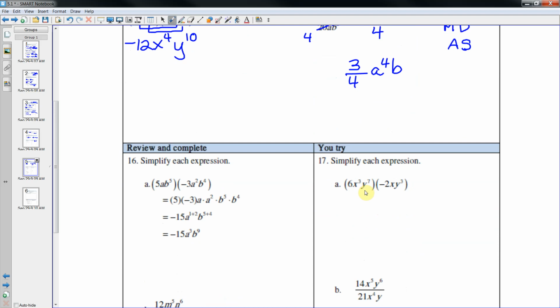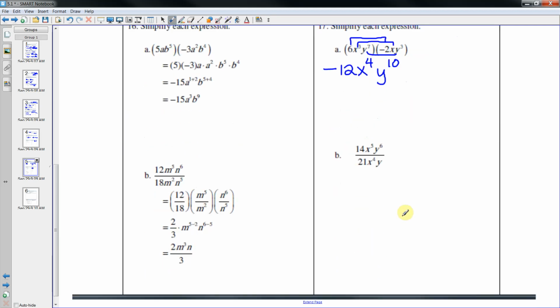Okay, let's try this one. 6 times negative 2 is going to give me negative 12. x cubed, and then an x to the 1, 3 plus 1 would be x to the 4th, y to the 7th, and a y cubed, 7 plus 3 gives me y to the 10th.